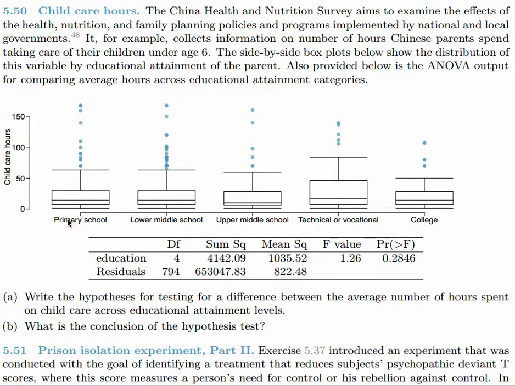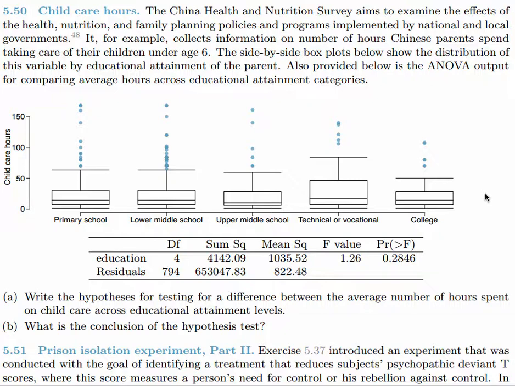So the educational attainment is the factor or the variable that we're looking at. We have a one-way ANOVA here, so we have one variable with several levels. We have primary school, lower middle school, upper middle school, technical or vocational, and college. And then we have the corresponding ANOVA table. They didn't give us any more information other than the side-by-side comparative box plots to help us determine whether or not we can use ANOVA to analyze this data. But that said, we will go forth and do the task that has been assigned to us.